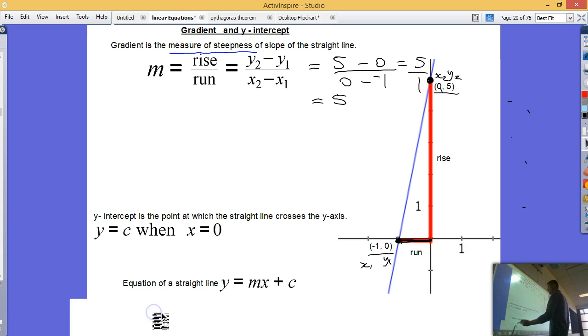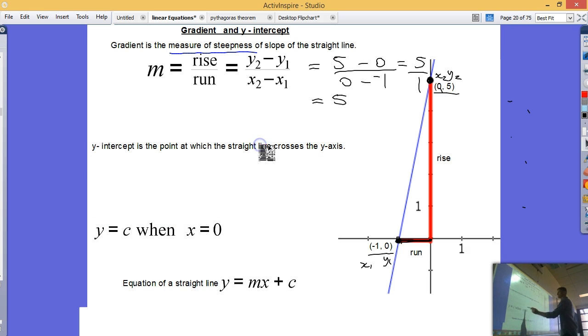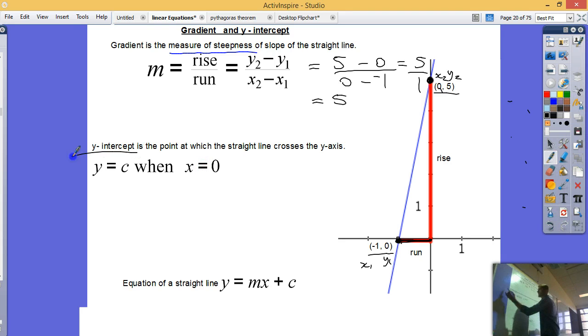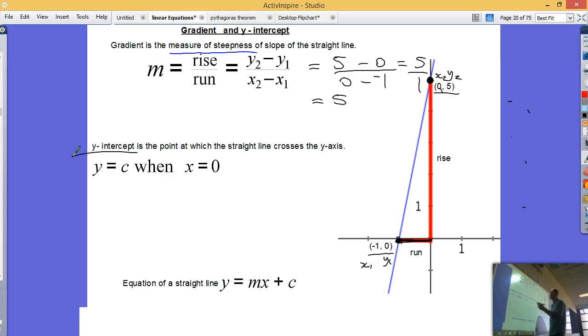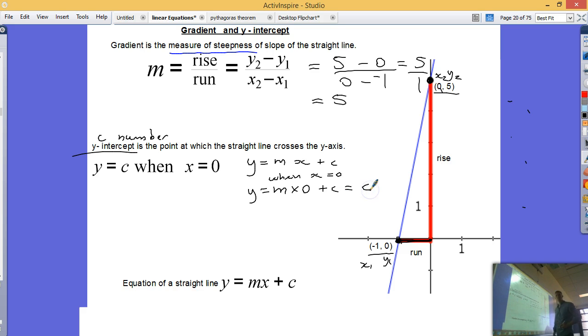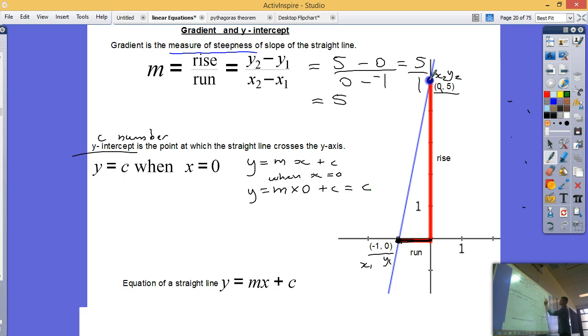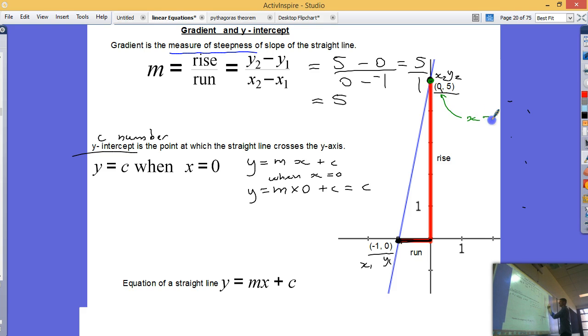Next, how about our x-intercepts and our y-intercept? The y-intercept is in fact the same as the c number. In gradient form, we can see that y is equal to c when x is 0, simply because y equals mx plus c. When x is 0, we put a 0 in that spot, m times 0 plus c, and you get simply y is equal to c. Now this is the point on the graph here where x is equal to 0, and we get a c value of 5, a y-intercept of 5.